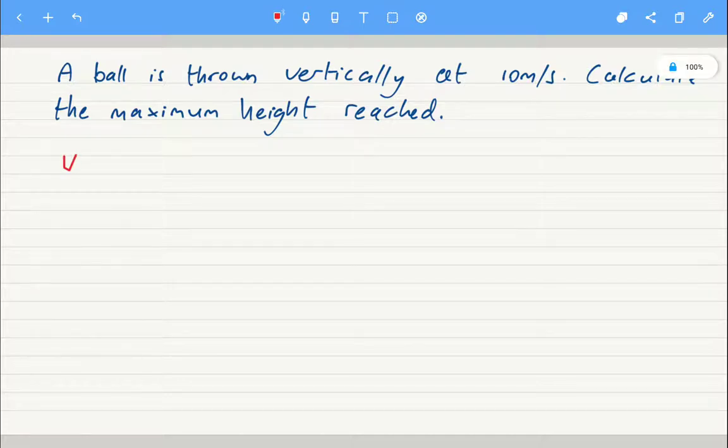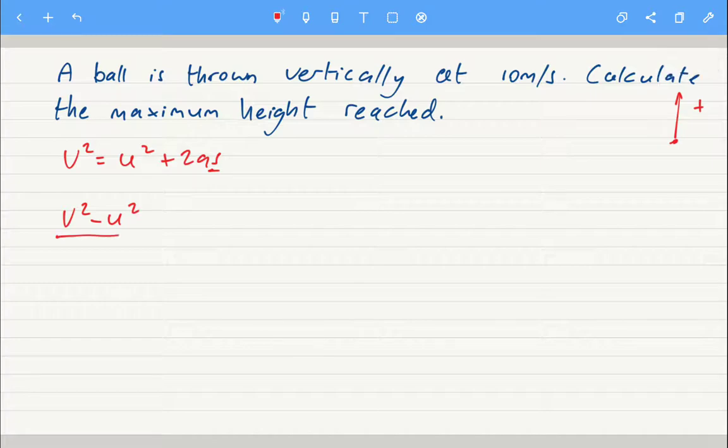So let's write the v squared. Oh, sorry. That went a bit funny. There we go. V squared equals u squared plus 2as. Now on this one, we need to select a direction as positive, and because the ball's being thrown vertically upwards, I'm going to pick up as positive. So what we need to do is rearrange to get s first of all. So we've done a few of these now. So v squared minus u squared divided by 2a. And that'll give us the displacement, s.